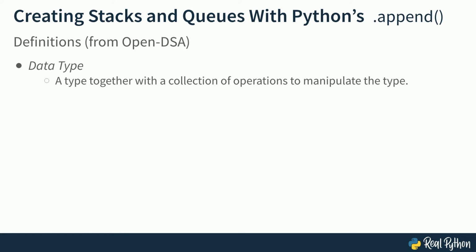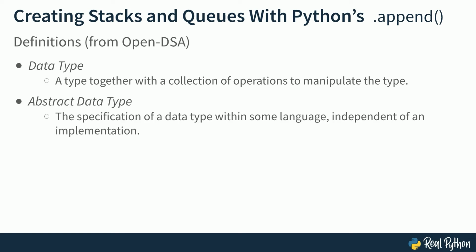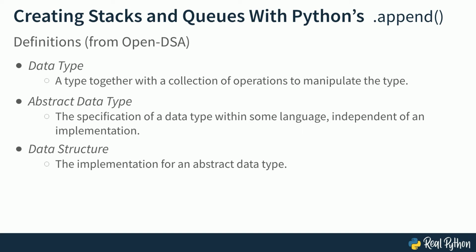A data type is a type along with a collection of operations to manipulate the type. An abstract data type is a specification of a data type in a particular language, but not specifying exactly how the code should be written to implement its operations. And a data structure is an implementation of an abstract data type. There are many data structures, but in these next 2 lessons, you'll be looking at stacks and queues.